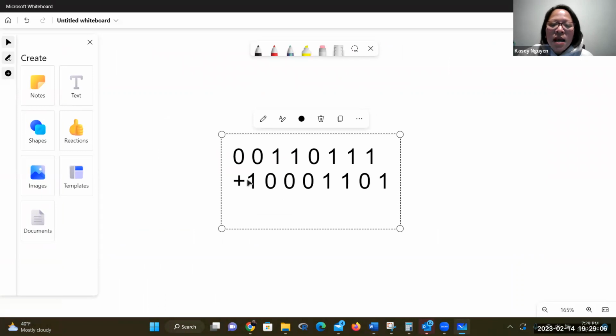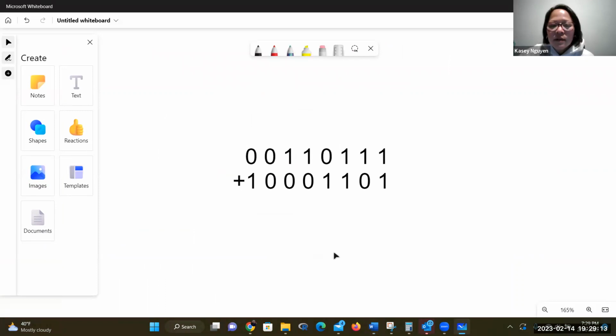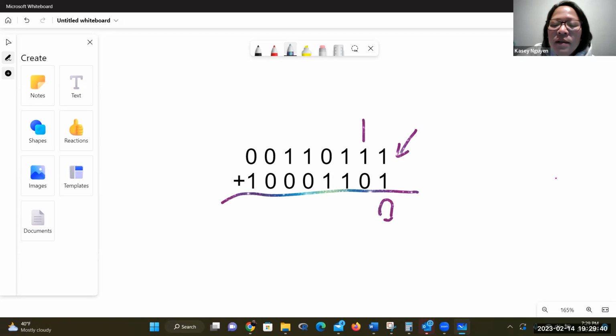Okay, so I need to add this. Let me move this over. Right? And so let's do this together. So let me use blue. It's coming out in multicolor, I guess. All right. So let's start from the right. We are going to start with 1 plus 1. 1 plus 1 is a 0 with the carry 1.